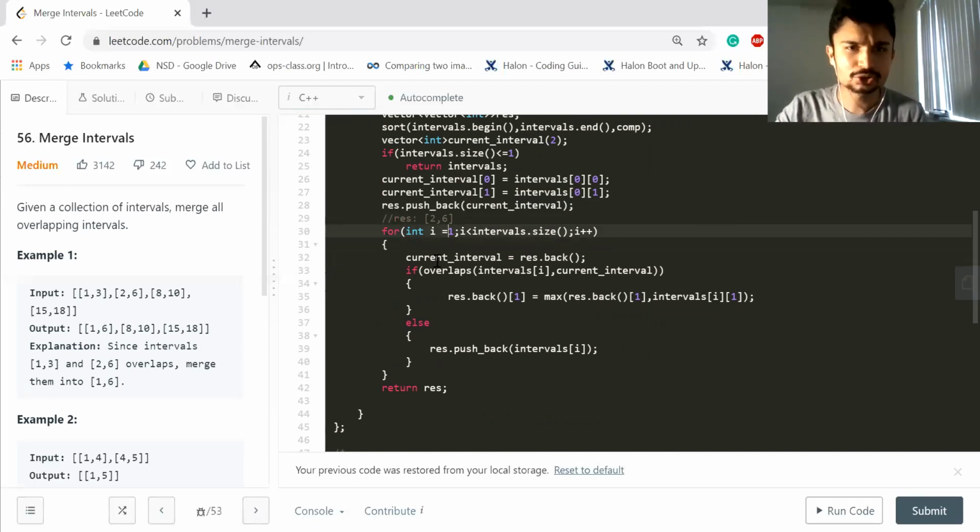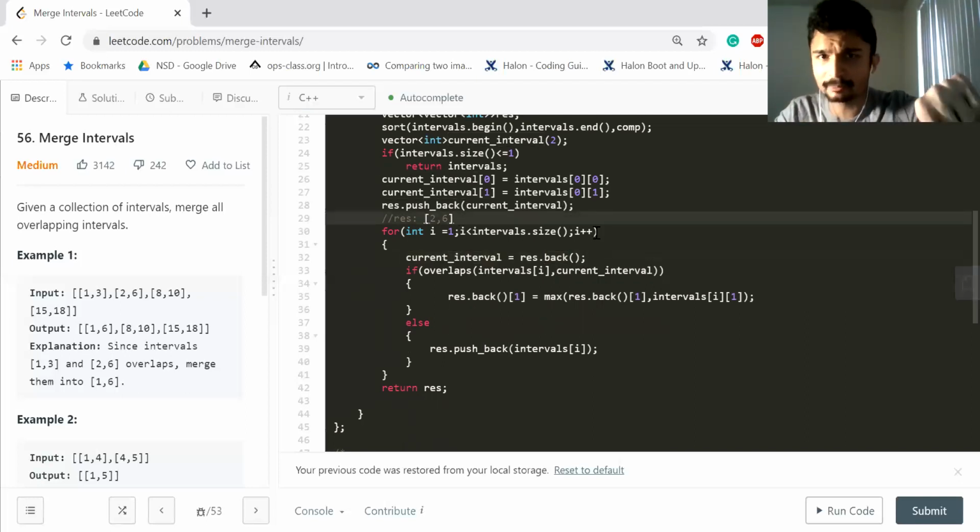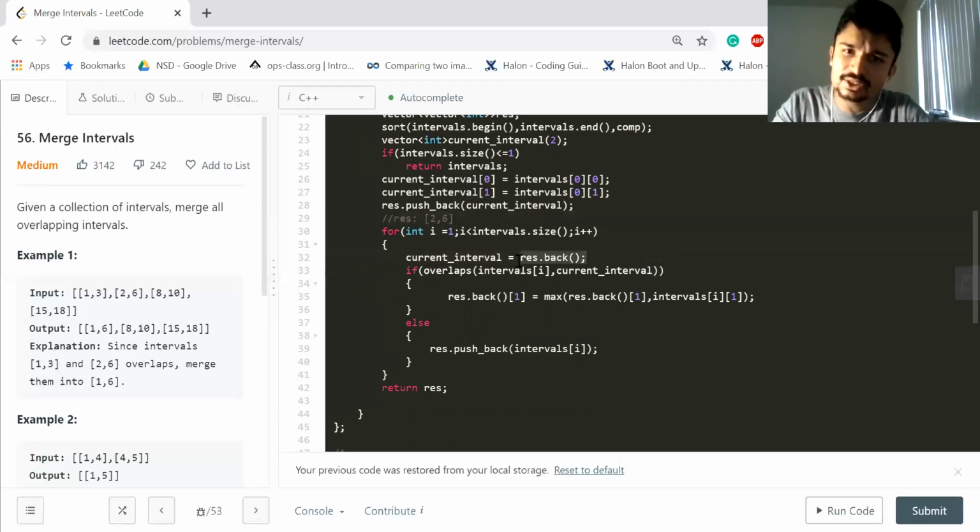Now I go from i equal to 1, i less than the size of the intervals, i++. So the current interval would be whatever is there at result.back. Back is referencing the last point of my vector. The last point as of now is 2,6.